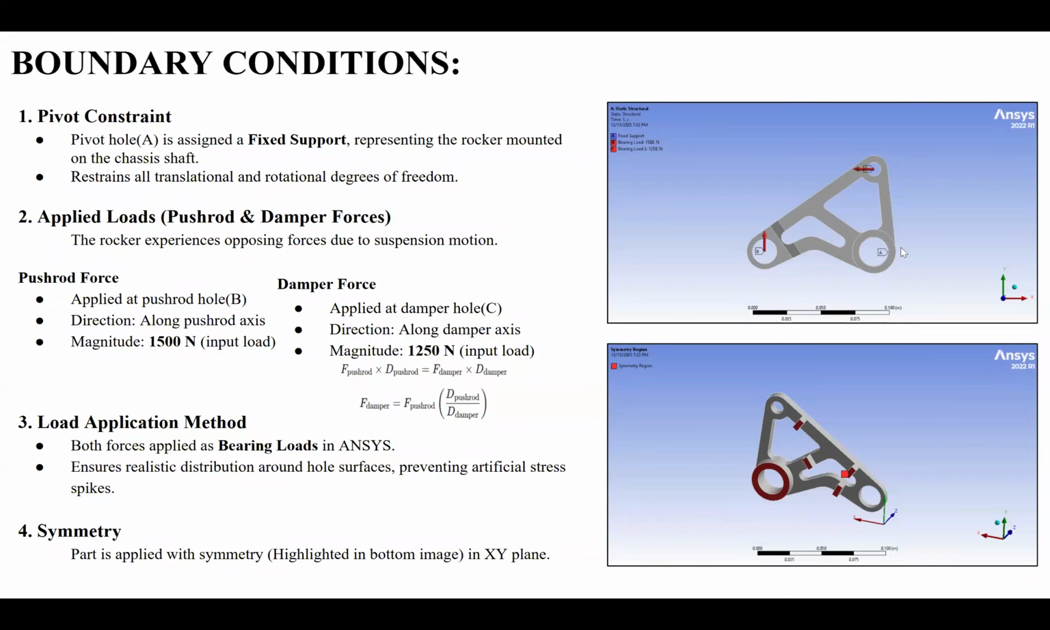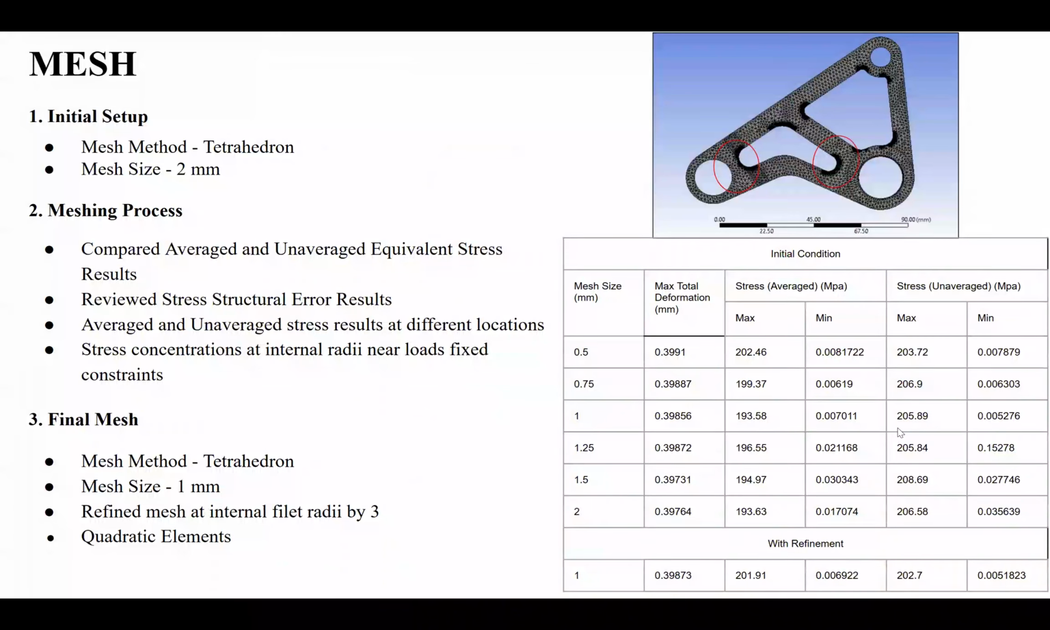A 1,500 Newton load in the positive Y direction was applied at the push rod hole B, and a 1,250 Newton load in the negative X direction was applied at the damper hole C. Both loads were applied as bearing loads in ANSYS to ensure distribution around the surfaces of the hole. The part is symmetrical across the XY plane, so a half 3D model was used to simulate the part. The full model was cut at the XY plane and symmetry boundary conditions were applied at sections highlighted in red.